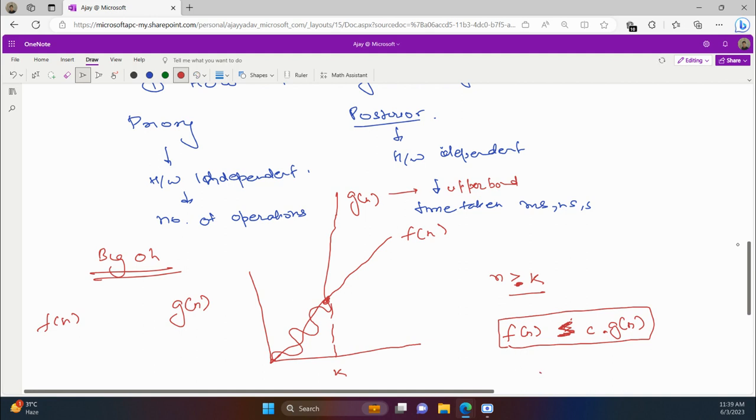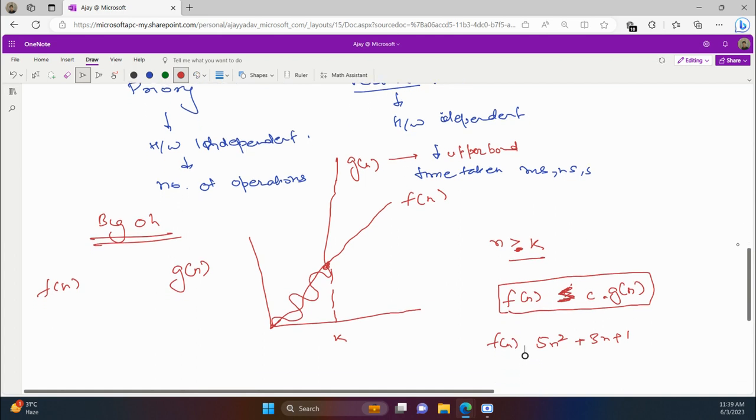Take an example. For example, you have 5n square plus 3n plus 1. This is our f(n), and similarly, what will be our g(n)? You can always eliminate the smaller terms, because the higher term has the greater effect. And now, what is greater than this? Your 6n square is always greater than f(n). So in this case, your c is 6 and your g(n) is n square.